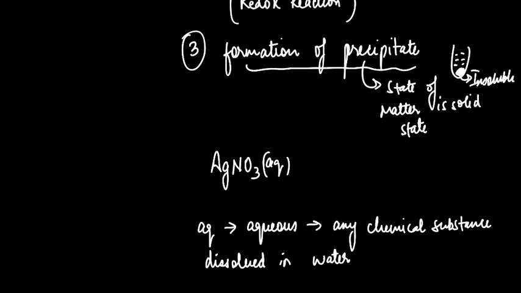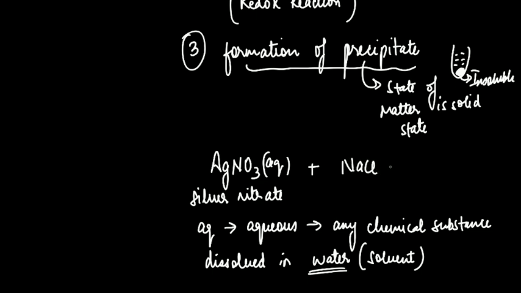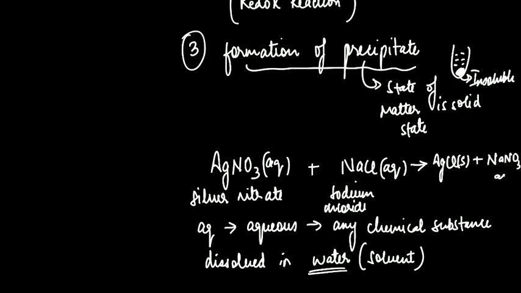Dissolved in water. So just remember, the solvent that we are going to take over here is going to be water, the solvent we are taking as of now. So silver nitrate, AgNO3, is a white color salt. And if you make it react with aqueous NaCl, that is our sodium chloride, we are going to get AgCl, that is the precipitate in the solid form, and NaNO3, which is in the aqueous form.